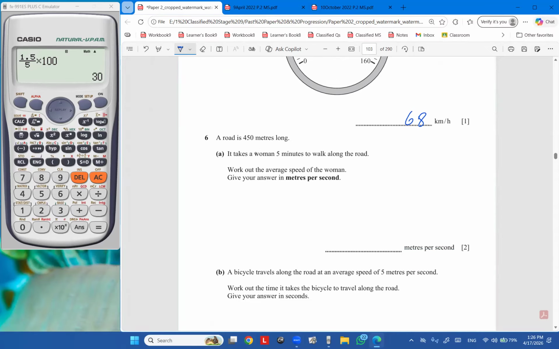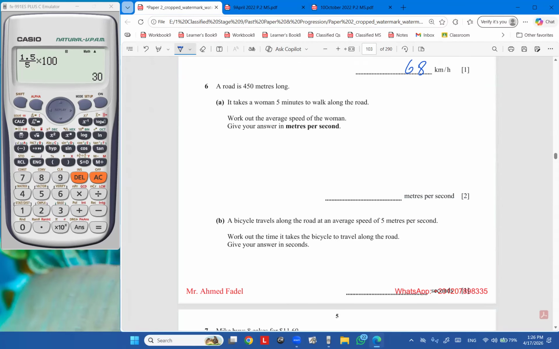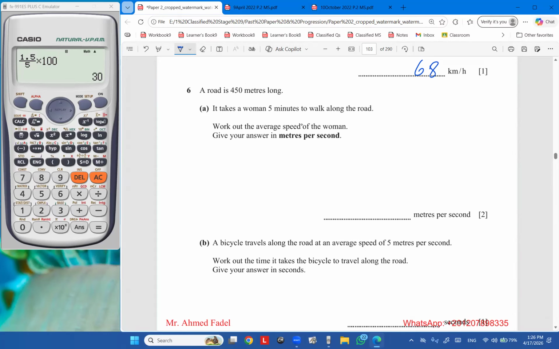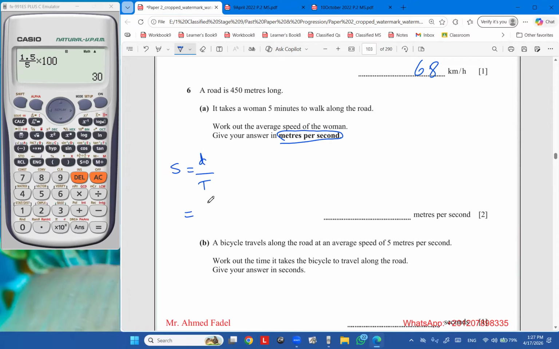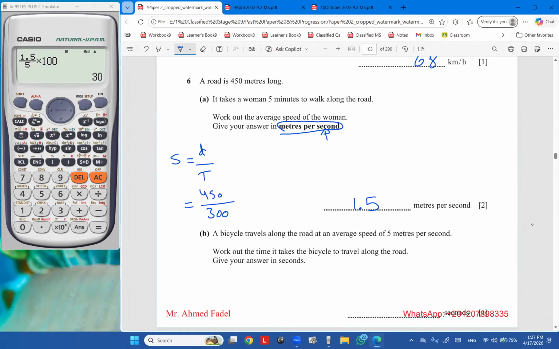A road is 450 meters long. It takes a woman 5 minutes to walk along the road. Work out the average speed of the woman. Give your answer in meters per second. Be careful. So we know that they want the average speed. We know that speed equals distance over time. So the distance is 450 meters over time, which is 5 minutes, but they want it in seconds, so 5 times 60, which is 300 seconds. I changed the time from 5 minutes into seconds as they requested, which is 300. You're going to find that this is equal to, on your calculator or mentally, 1.5 meters per second.